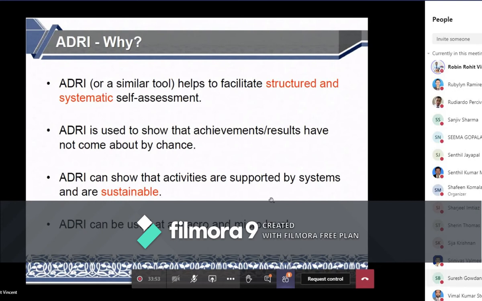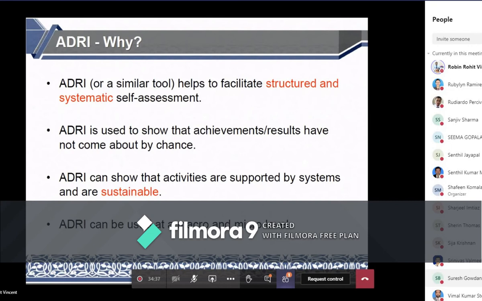ADRI can show that activities that are supported by systems are sustainable. Now, this is a very important key in your processes. Are your systems sustainable? Sustainable is nothing but this: over a period of 7 years or 5 years or 3 years down the line, if I have a process that was done in year 1, do we have an improvement in year 2? Or do we have the same process in year 2? Do we have the same process running in year 3, which is an improved one? If we can show that a process is in year 1, year 2, year 3, and year 4, year 5 going further, then I can say that our systems are sustainable.